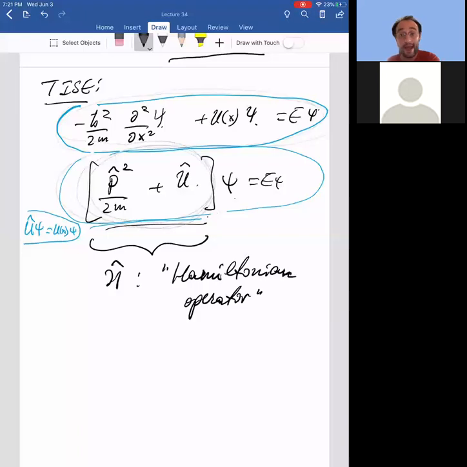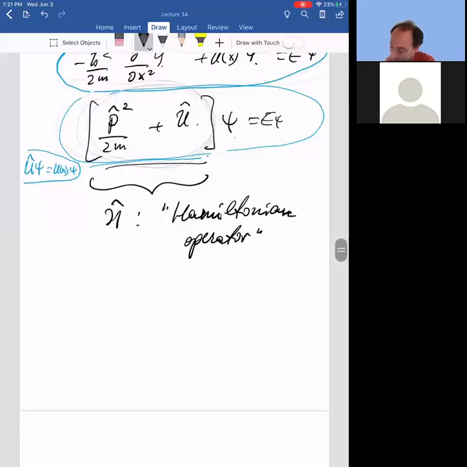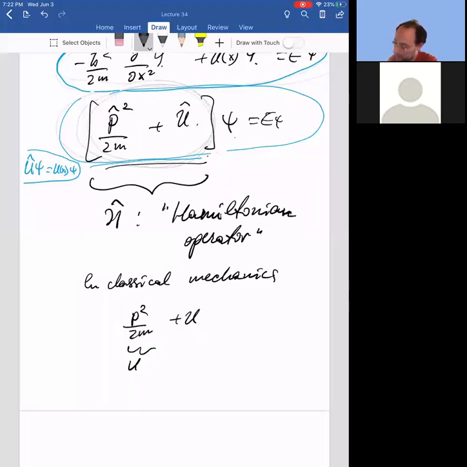If there were no hats, it looks a lot like something we already know. In classical mechanics, p squared over 2m plus U: well, this is kinetic energy and this is potential energy, not operators, in classical mechanics.